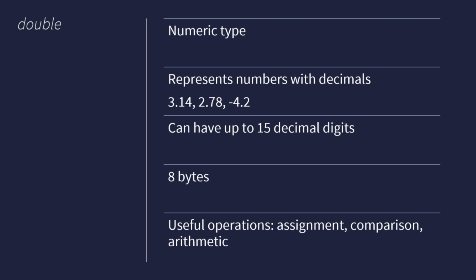They have more complicated behavior, so in this series I will not be covering exactly how doubles are stored compared to something like an integer, but they can have up to 15 decimal digits, which allows them to be large numbers or also very small precise numbers. They have 8 bytes that they use to store values, which again, bytes I will cover in a later video, and they have the same useful operations as ints do, which is assignment, comparison, and arithmetic.